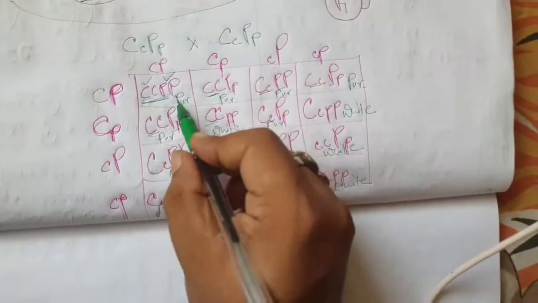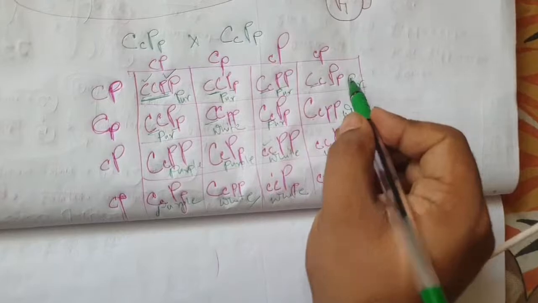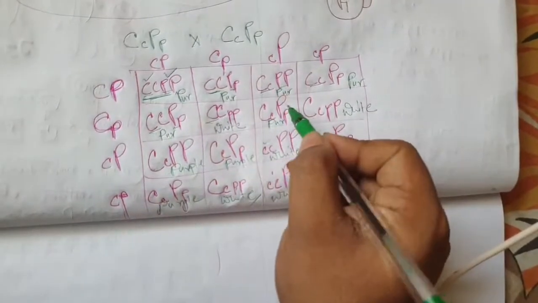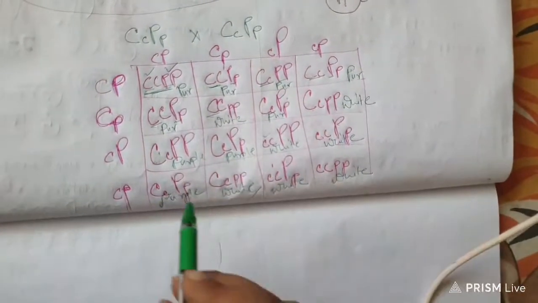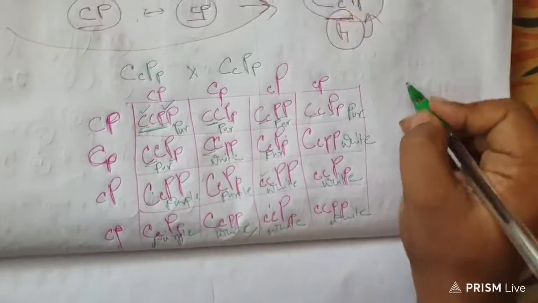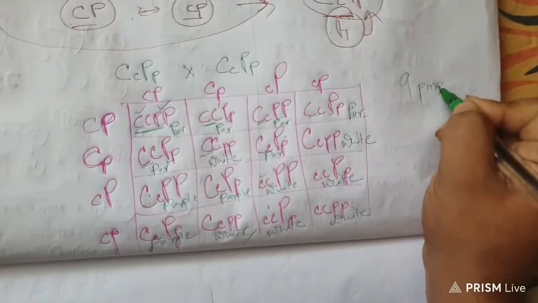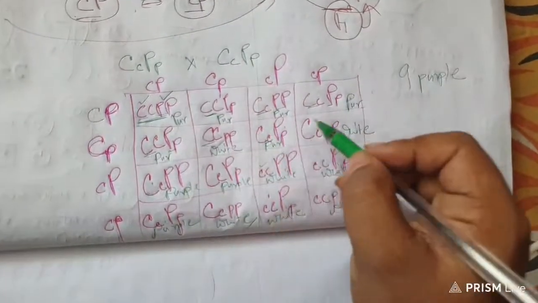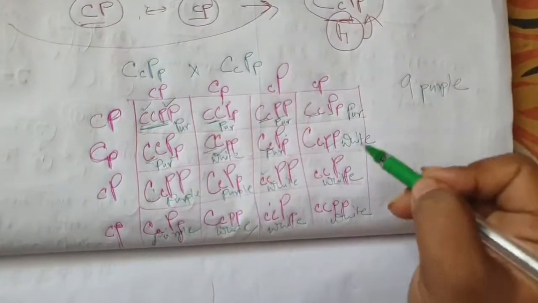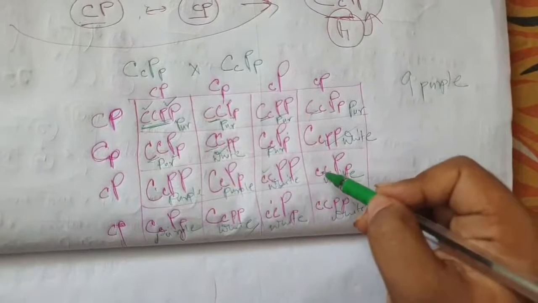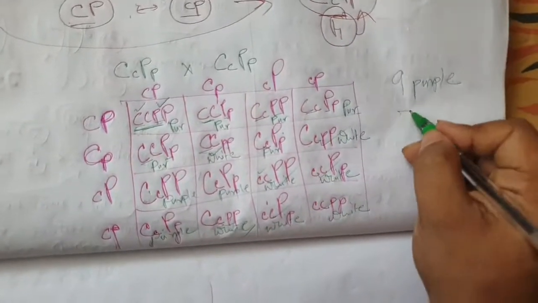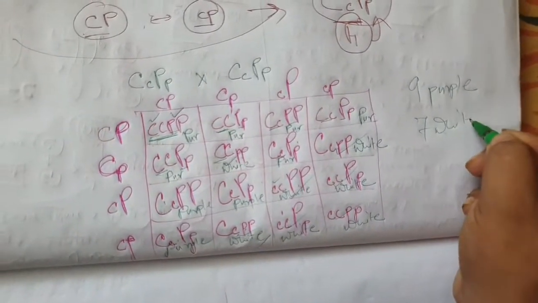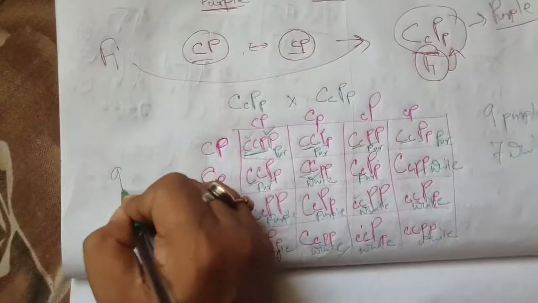So counting 1 2 3 4 5 6 7 8 9, nine purple. Out of 16, the remaining 7: 1 2 3 4 5 6 7, white. So what actually has happened, the ratio changed into 9:7.